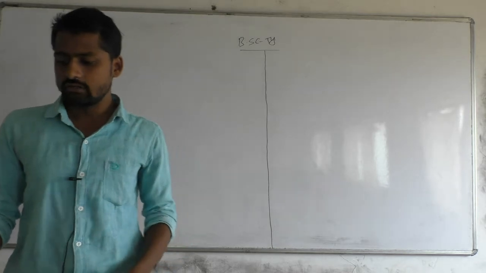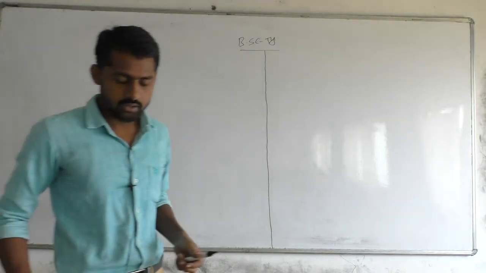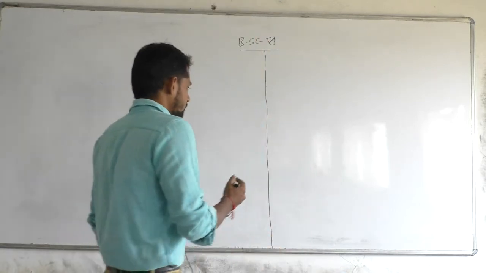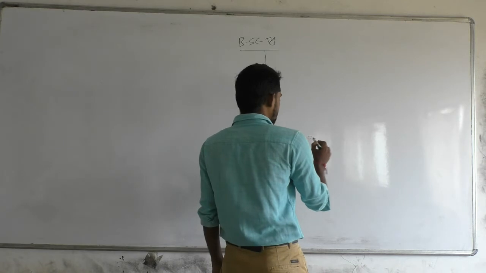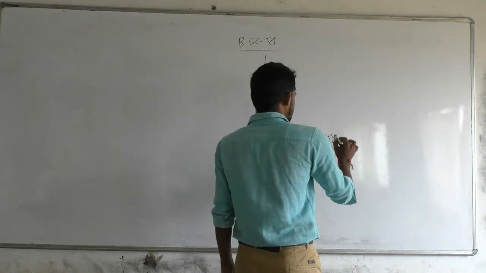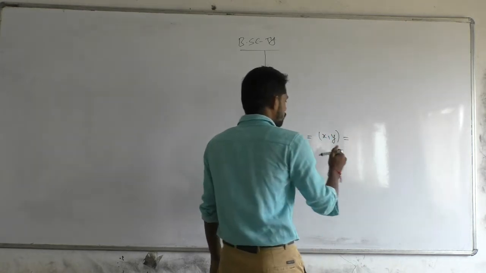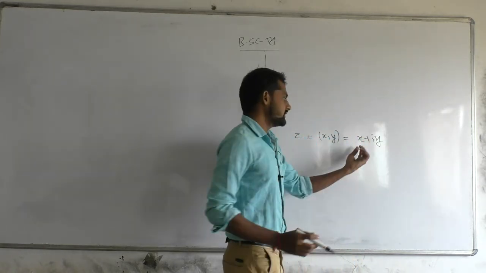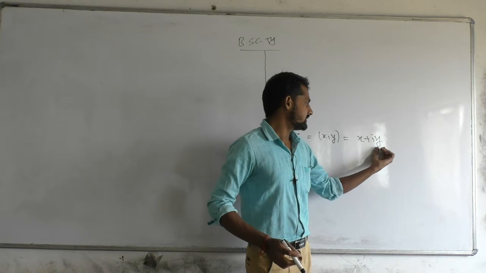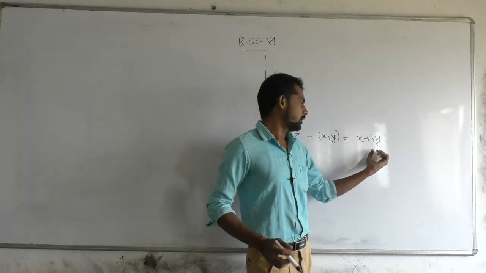So yesterday we discussed what is meant by a complex number. A complex number is generally denoted by the letter z and it is written as (x, y). The meaning of (x, y) is x plus iy. So this is the real part of the complex number and this is the imaginary part of the complex number.